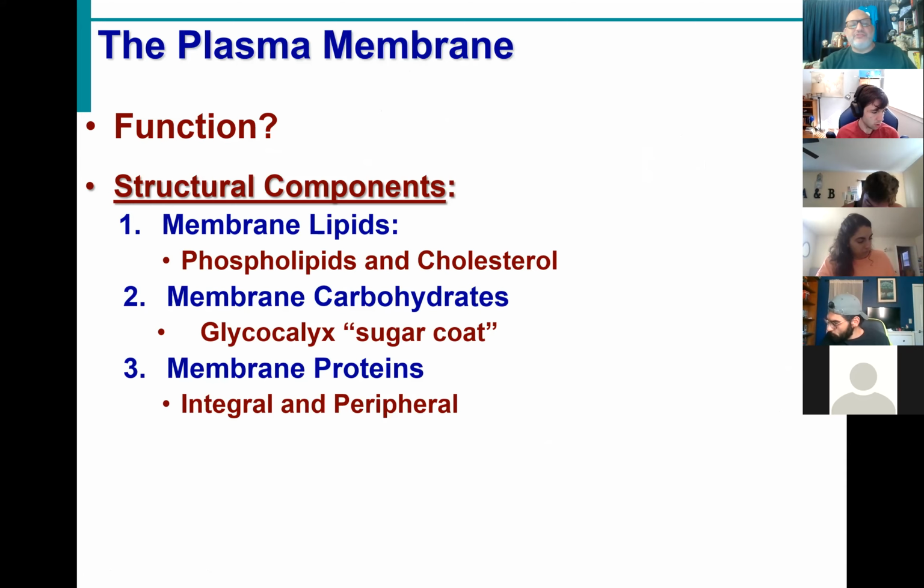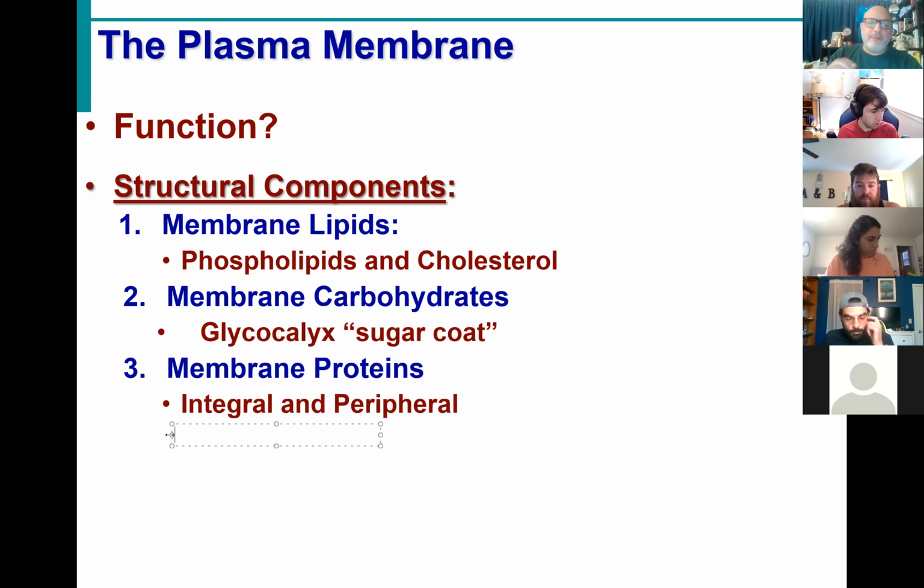Now, membrane proteins come in 2 flavors, integral and peripheral. What do you think the difference between an integral membrane protein and a peripheral membrane protein is? One is inside, one is on the out. Not a bad guess. So inside and out, but let's be more specific. Inside or out of what? The cell? The membrane. Exactly. That's a great way of describing it.